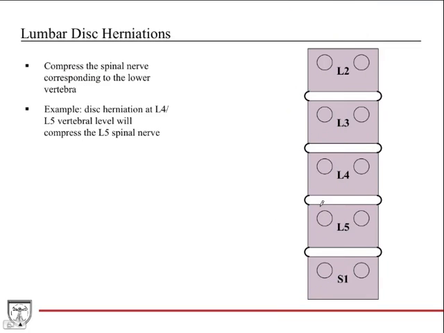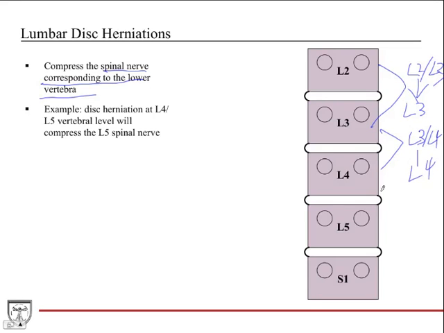So now let's talk about lumbar disc herniations. They compress, again, the spinal nerve corresponding to the lower vertebra. So the way you can easily memorize this is that at a vertebral level, so we have our L2, L3 level, what's that going to compress? The L3 nerve. You have L3, L4, that's going to compress the L4 nerve. The most common ones are L4, L5, and then L5, S1. These are the two most common lumbar disc herniation levels, okay?